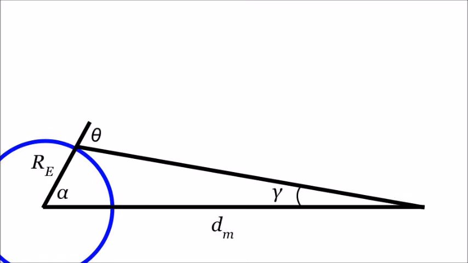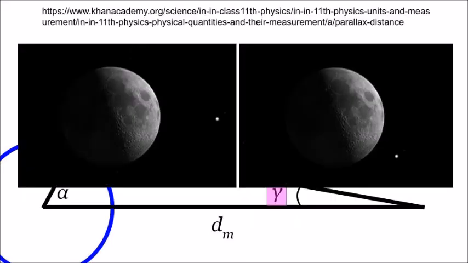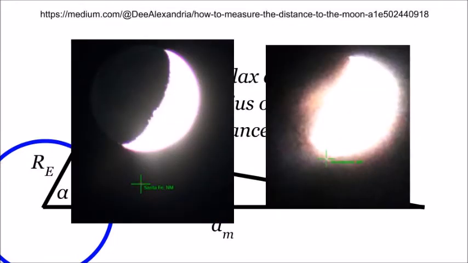New quantities. And these are the ones we want. And this angle is very small, just a few tenths of a degree. It is the parallax angle. Here are 2 photographs from 2 different observers. The position of the moon changes slightly against the background stars.